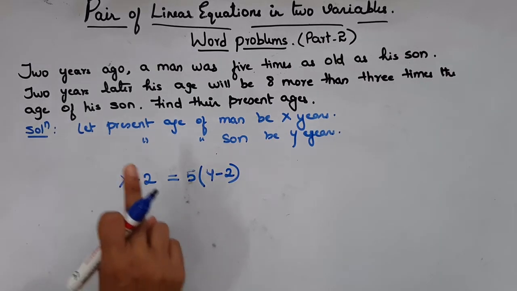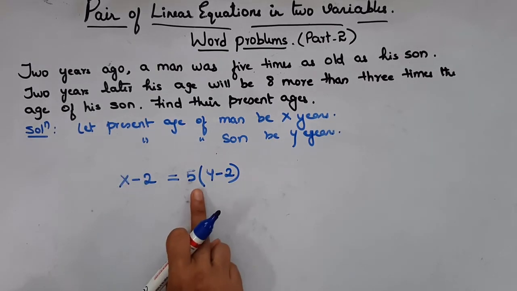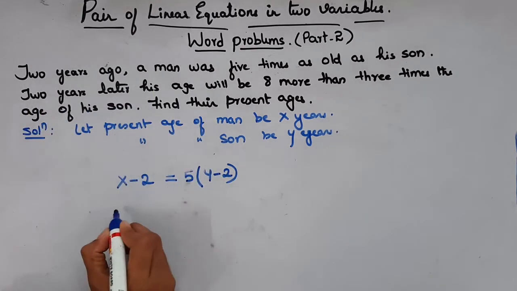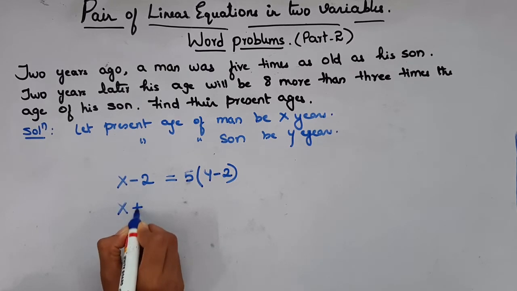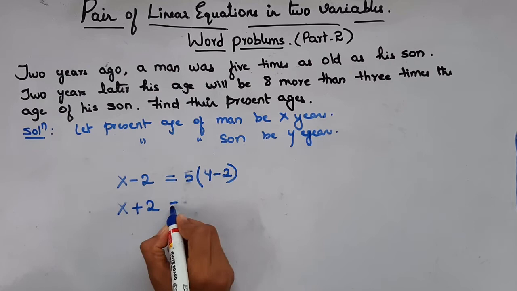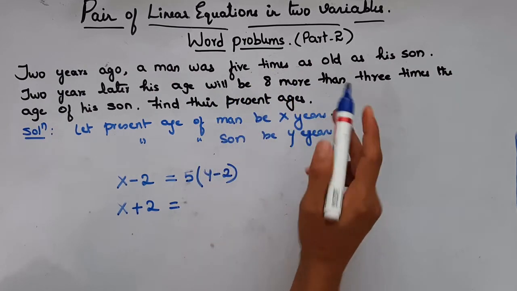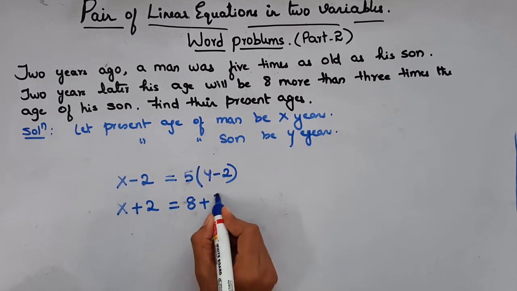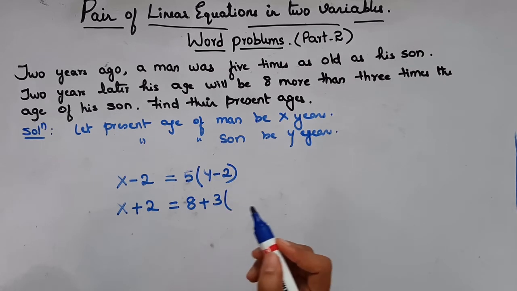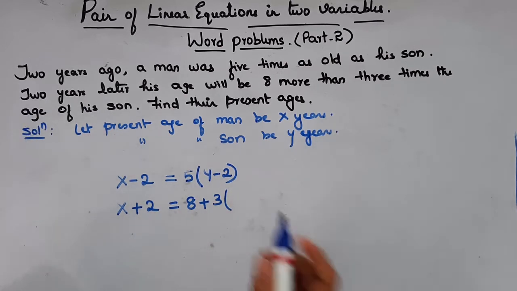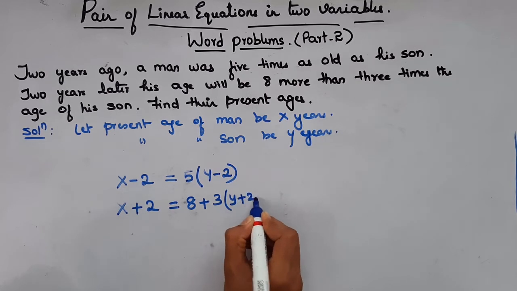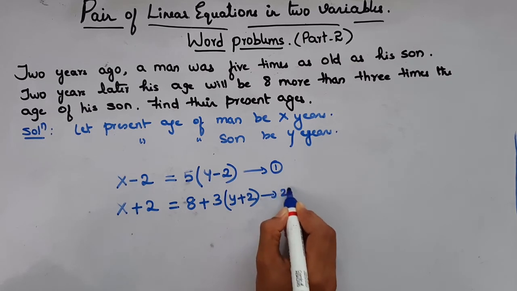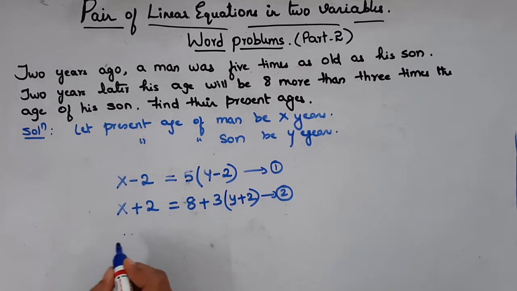So now if you see, 2 years ago the man was 5 times as old as his son, right? Next we have 2 years later. So x, your present age, plus 2, that is after 2 years, his age is 8 more than 3 times the age of his son. The son's age will also increase by 2 years after 2 years, so the son's age is y plus 2, right? So now we have two equations, equation 1 and equation 2. So now you have to solve these two equations.